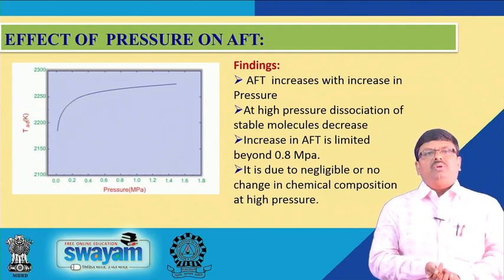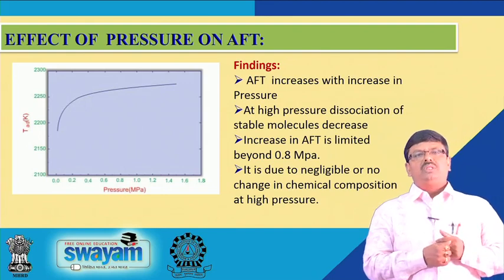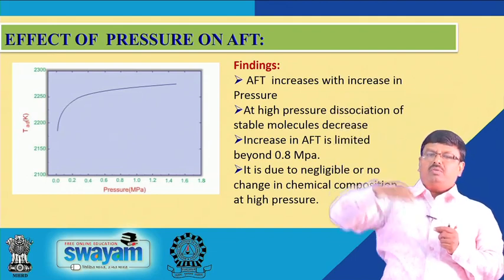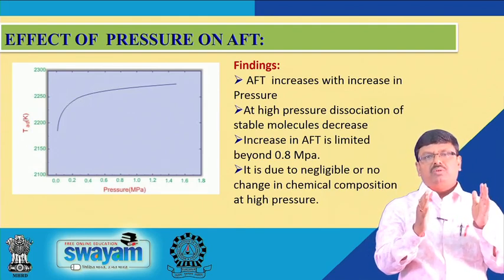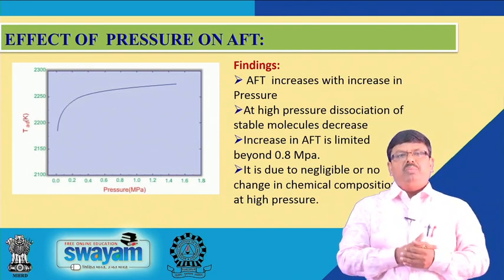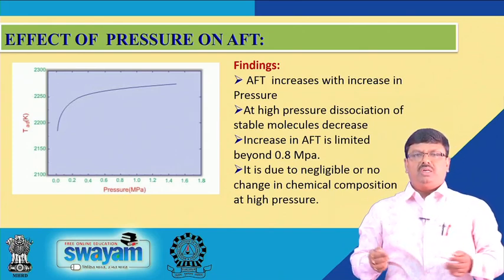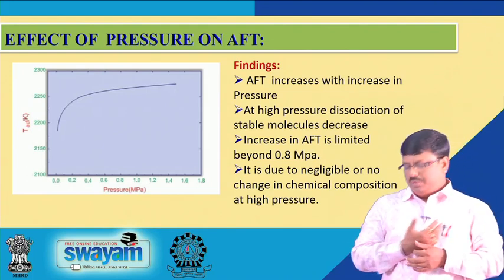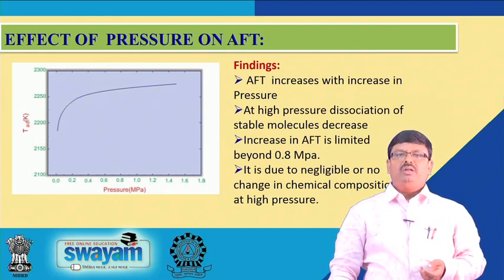Similarly, we can consider the effect of pressure on AFT, where AFT increases with increase in pressure. At high pressure, dissociation of stable molecules decreases, because when the pressure is low there is a chance of dissociation of the stable molecules participating in the reactions. The increase in AFT is limited beyond 0.8 MPa, which is observable from this figure. It is due to negligible or no change in chemical composition at high pressure. That means there is no chance of changing chemical composition at high pressure, so beyond this pressure the change is very negligible.